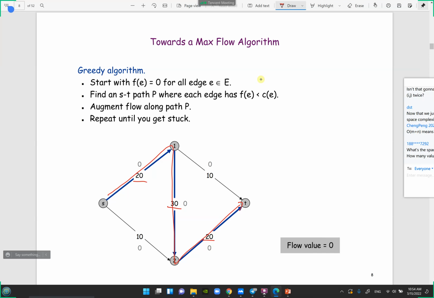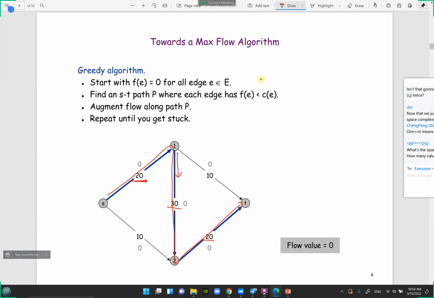Like here, for example, you can't try to send 30 units of flow. Even though this edge allows you to send 30 units of flow, this edge 20 here does not allow you to send 30 units of flow. So the maximum flow you can send is whatever is the minimum capacity on your path. That's how much flow you can send.